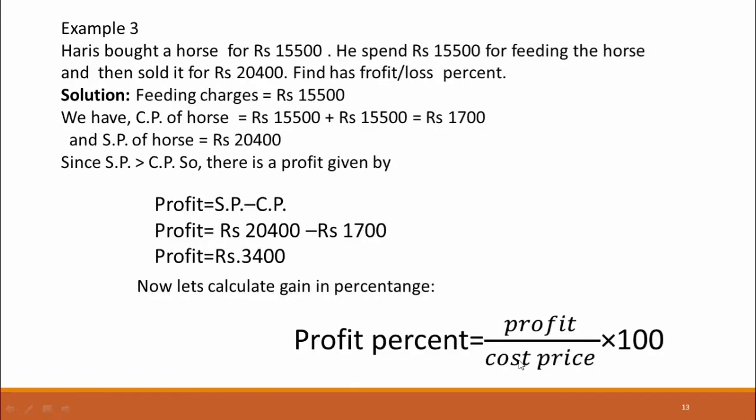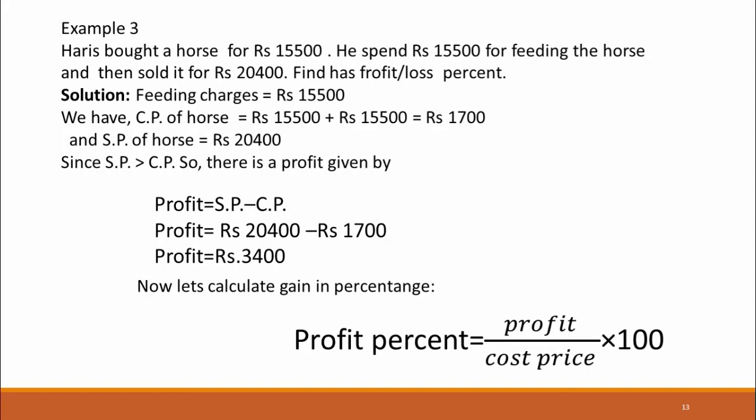Now example number 3. Haris bought a horse for Rs 15,500. He spent 5,000 for feeding the horse and then sold it for Rs 20,400. So find his profit or loss in percent.